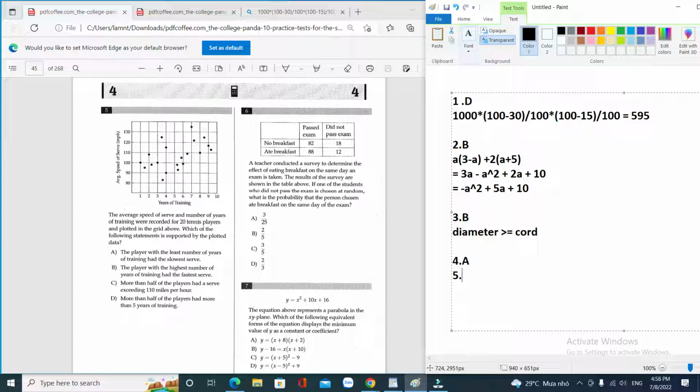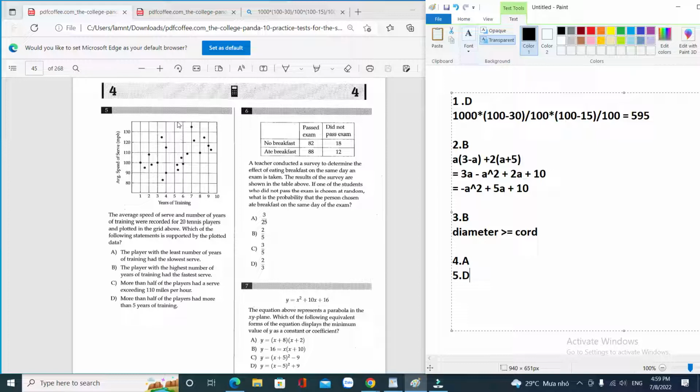So C: more than half of the players have a serve exceeding 110 miles per hour. We have to count. And D: more than half of the players have more than 5 years of training. Okay, so let's count how many players have a serve speed exceeding 110 miles per hour. 1, 2, 3, 4, 5, 6, 7, 8, and possibly 9. So that's not more than half. So it's actually D left, because more than half of the players have more than 5 years of training. Let's count.